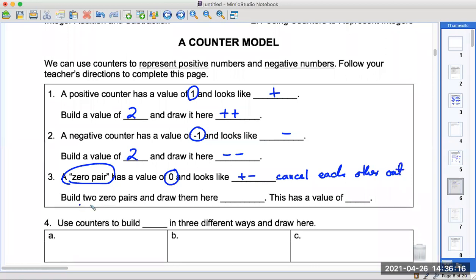Build 2 zero pairs and draw them here. Well, if I have 2 zero pairs, I have to have 2 pluses and 2 minuses. This is a value of 0. They cancel each other out. Okay?